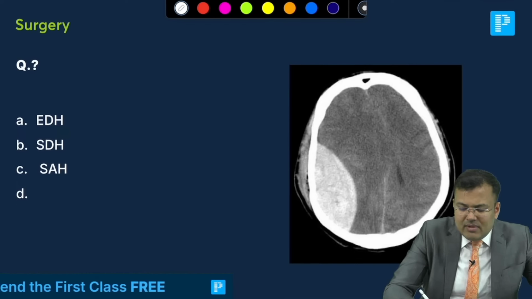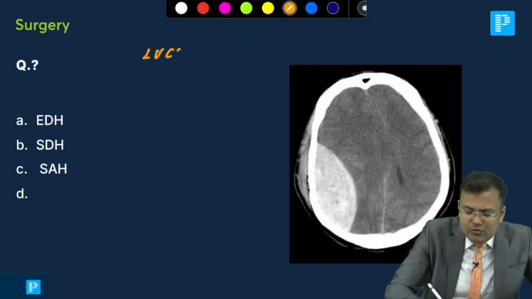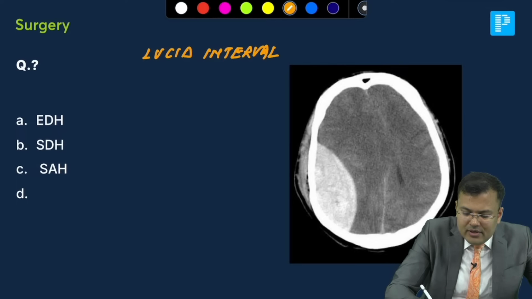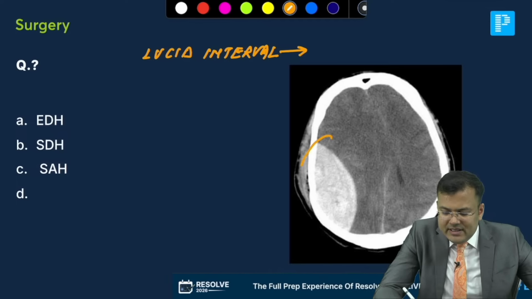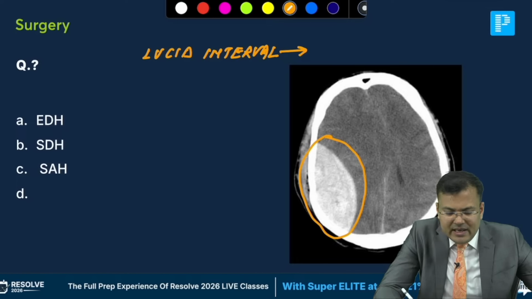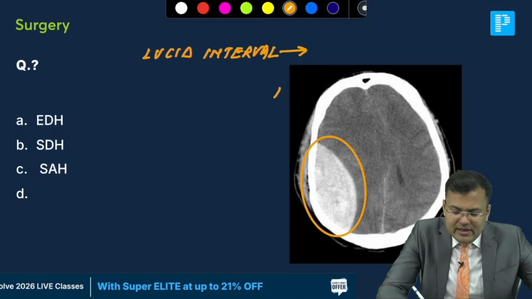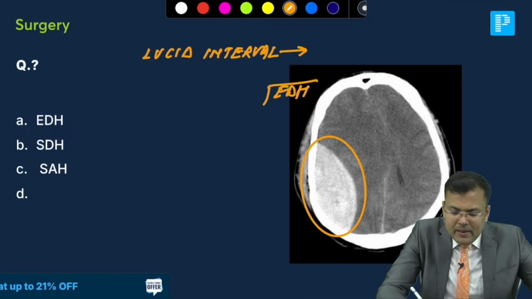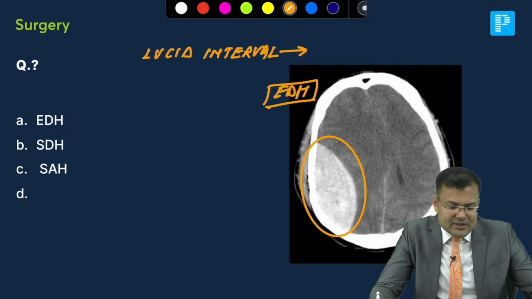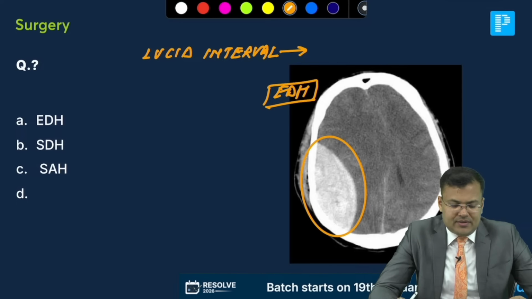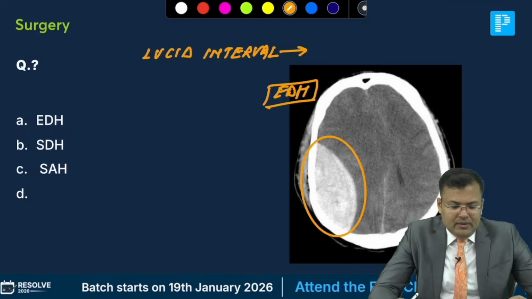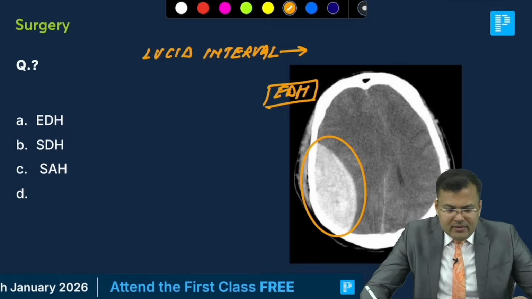Next question. Easy question. Somebody said that sir, a trauma patient was there and there was a lucid interval. Okay? So you can see here this patient is having EDH, extradural hematoma. In extradural hematoma you can see a biconvex hyperdense lesion. So this is EDH. Okay, EDH. Right.